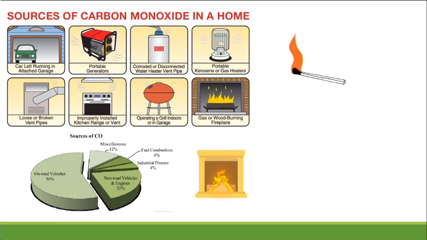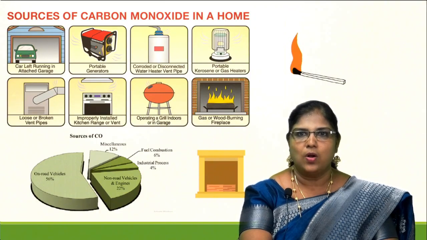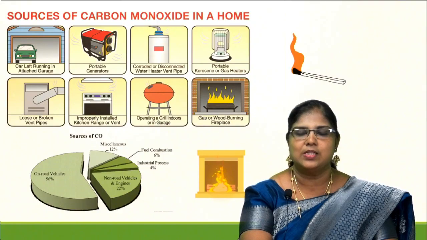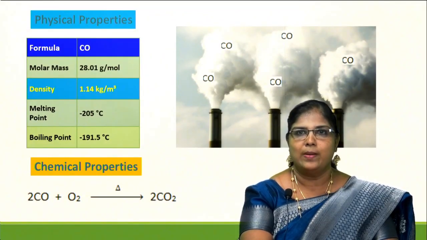The carbon monoxide sources in a home include a car in a garage, a power generator and all the other things which I mentioned in this figure. We can also see that the maximum percentage of the source of carbon monoxide is vehicular exhaust. So, we must be very cautious to pool vehicles whenever we move from one place to another.